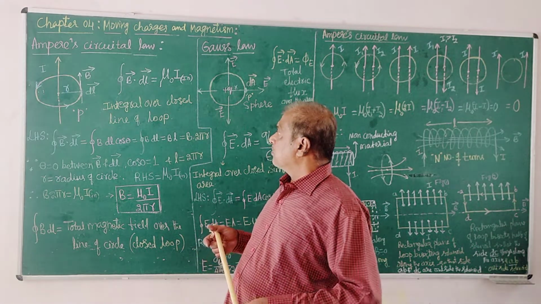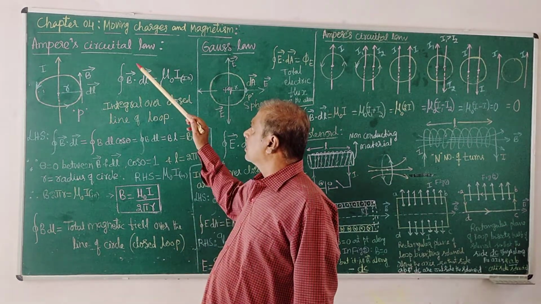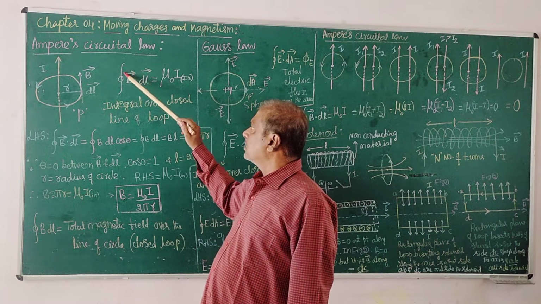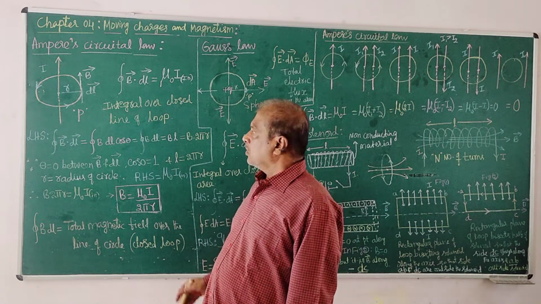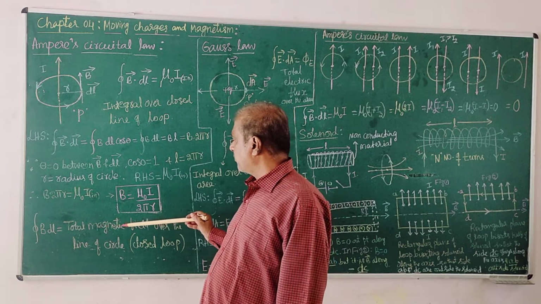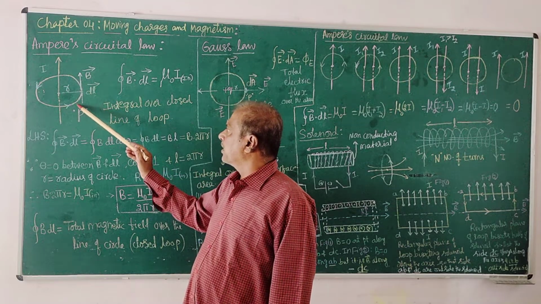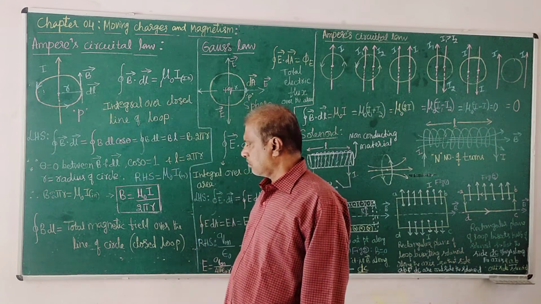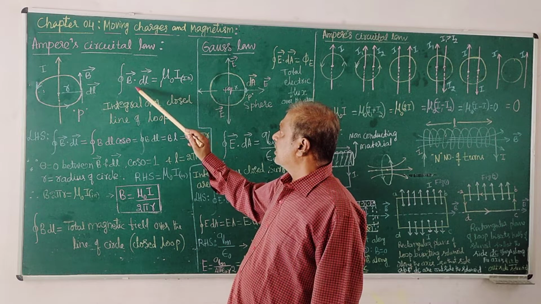For that calculation, there is one mathematical concept, that is integration of the function at this point. It is the total magnetic field over the entire line, indicating the magnetic field as well as the length of the line. So this is the mathematical statement of the left hand side.